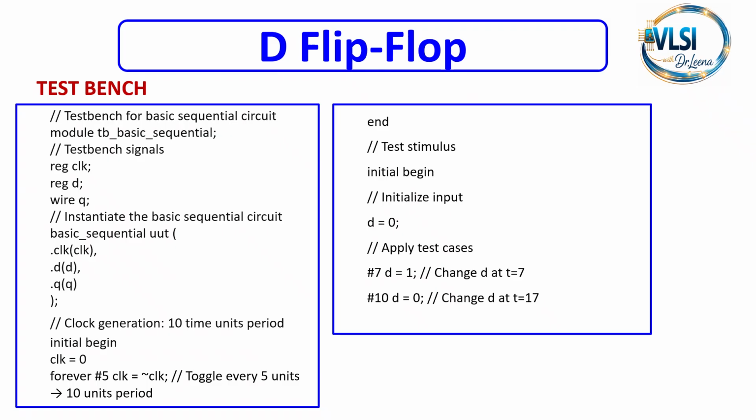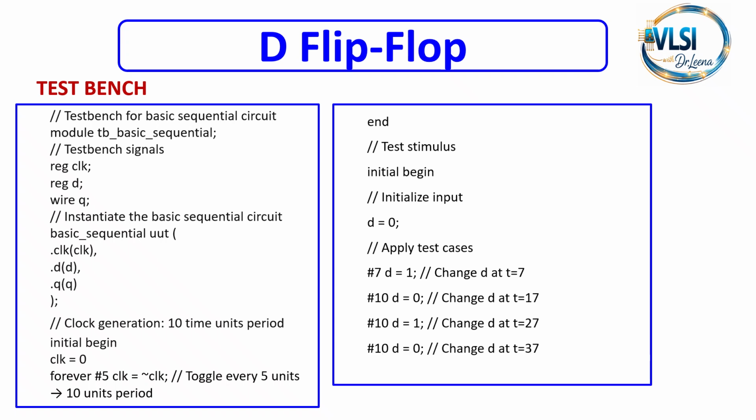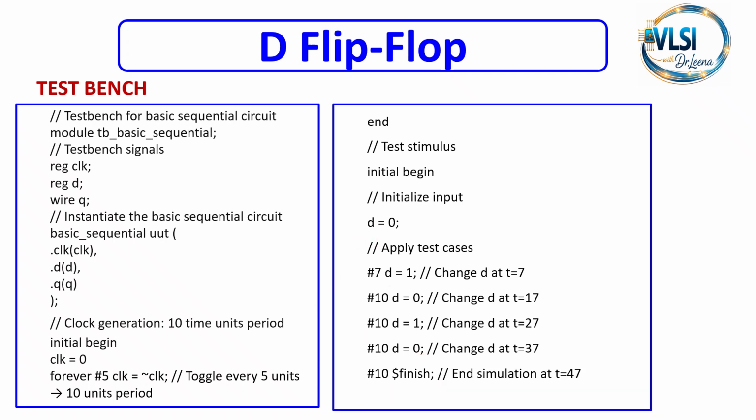And then the next test case is applied. That is, after a 10 time unit delay, D is equal to 0. For the next test case, after a 10 time unit delay, D is equal to 1. And for the next test case, after 10 time units, D is equal to 0. After applying all the test cases, we finish the simulation after 10 time units, and then we are ending it.